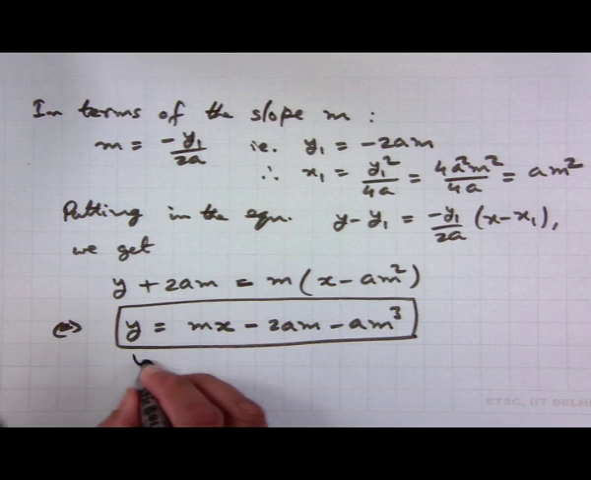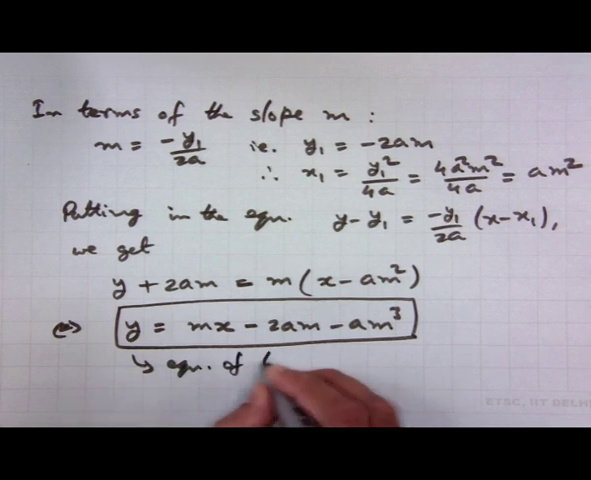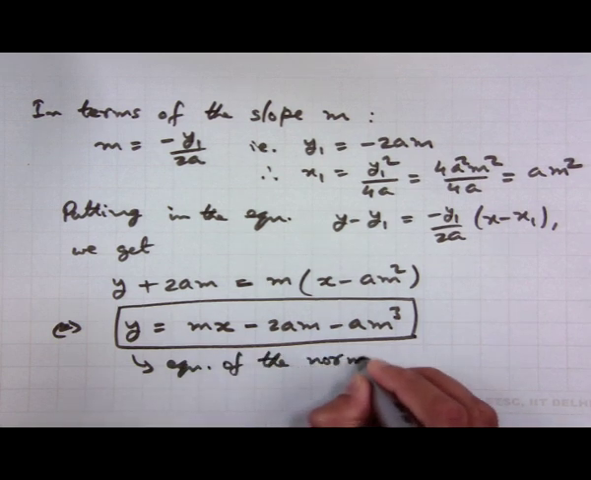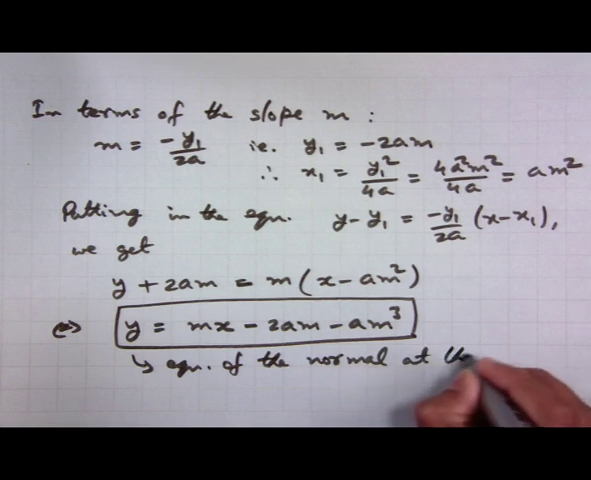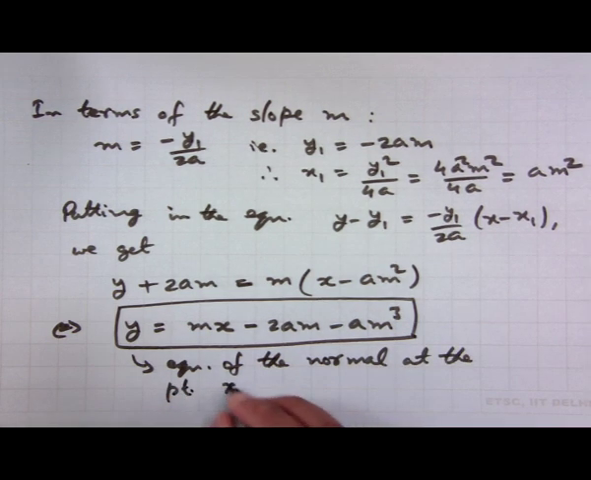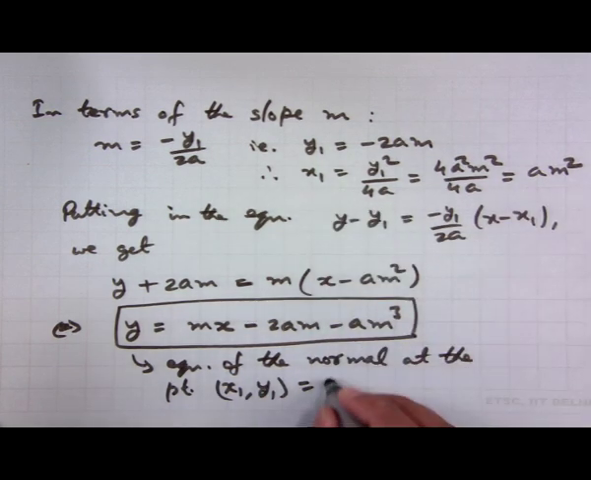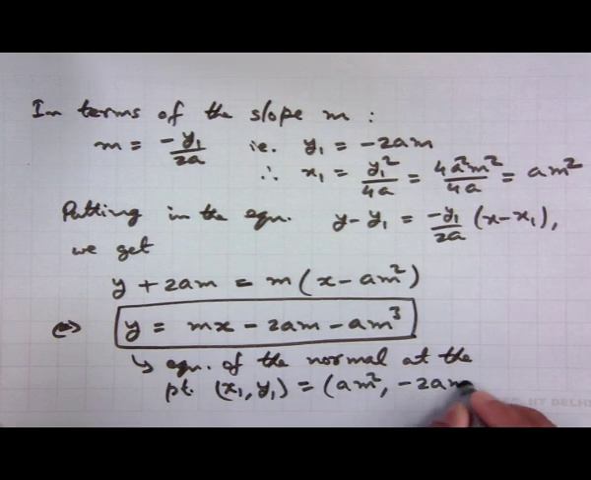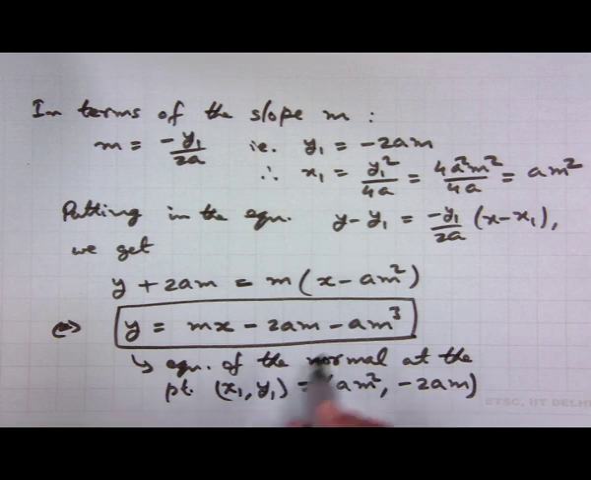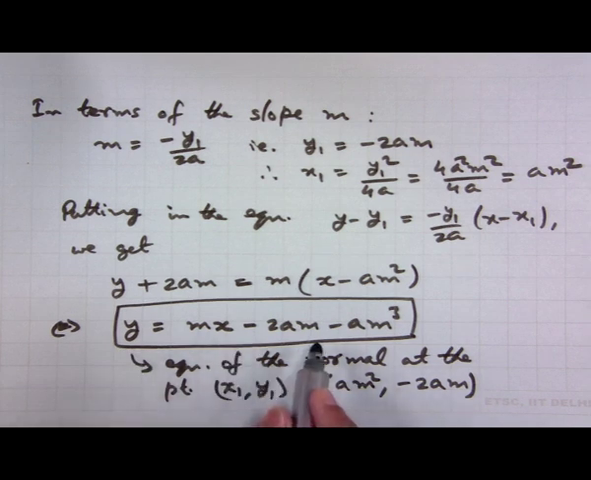So, this is the equation of the normal at the point x 1 y 1, which in terms of m, x 1 is a m square and y 1 is minus 2am. So, if we write a general point as a m square, minus 2am on the parabola, then the equation can be written as y equal to m x minus 2am minus a m cube.